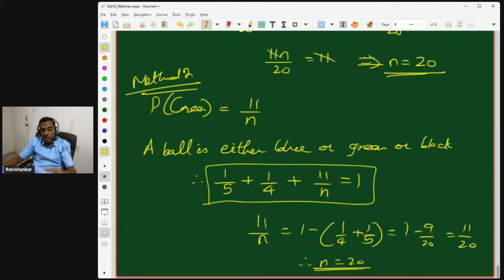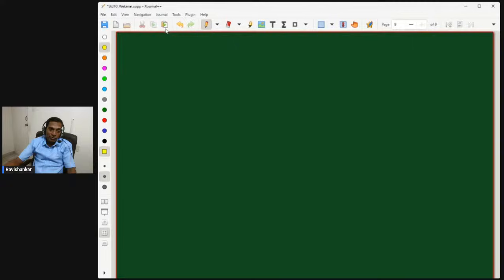Another way is to say P of blue and black are 1 by 5 and 1 by 4. So P of not blue or black is 1 minus that. That is the same as P of green. So all of these will give you the same answer.